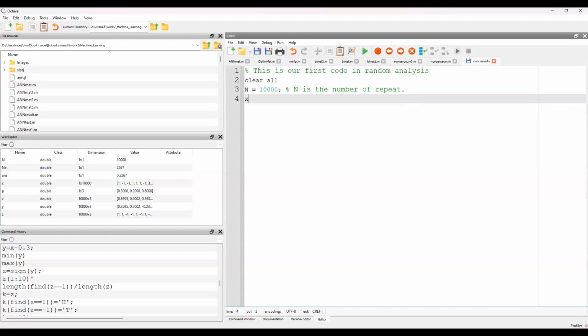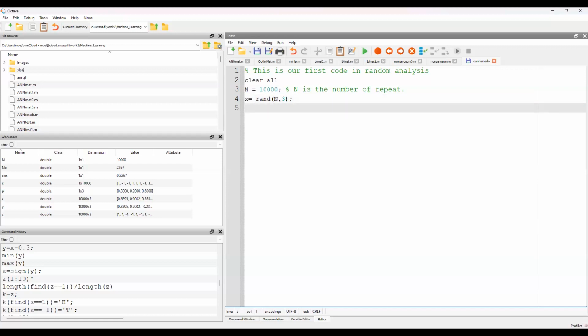Then I will generate the random number, x equal to random, and I will generate n, the number of repetitions, and 3, because I have 3 coins, okay? Don't forget to put the semicolon after every line, because otherwise it will be executed and displayed on your screen, and it will take a long time if you generate like a million numbers or something like that.